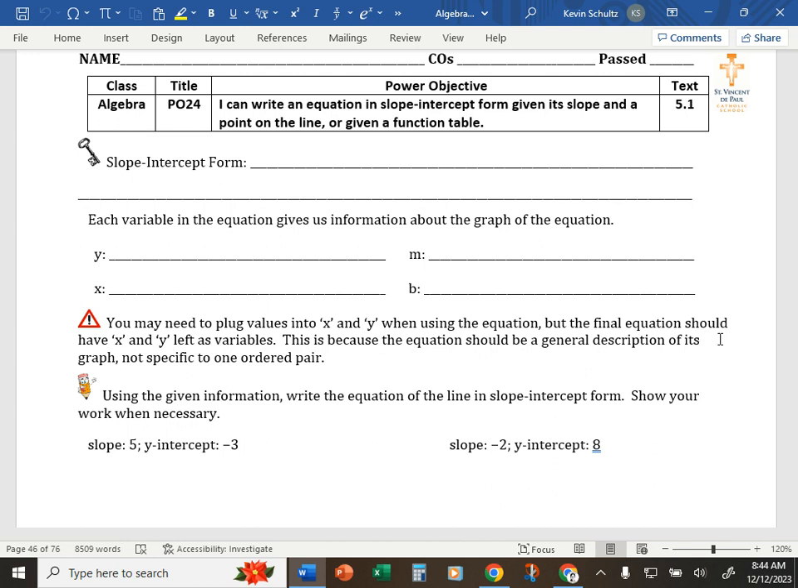Today class we're doing PO24, and this is a PO: I can write an equation in slope-intercept form, given its slope and a point on the line or a given function table. Slope-intercept form here is y equals mx plus b.